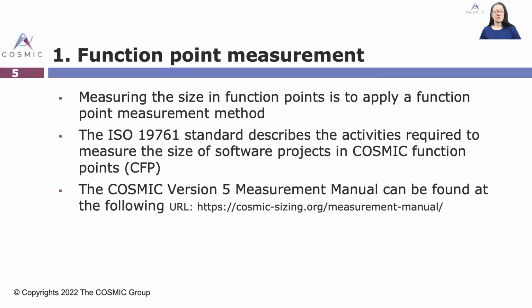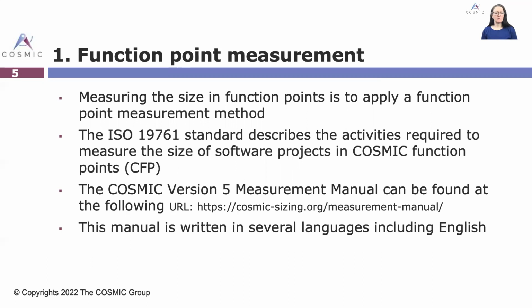Currently, the COSMIC version 5 measurement manual can be found at cosmic-sizing.org/measurement-manual. Cosmic-sizing.org is a not-for-profit organization. All the documents available on the website have been done from volunteer work of collaborators throughout the world. The manual is written in several languages, including English, and currently it's also available in French, Spanish, Italian, and Chinese Mandarin. Previous versions of the manual are also available in up to 12 different languages.